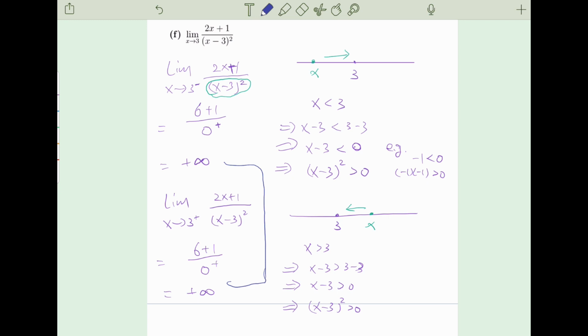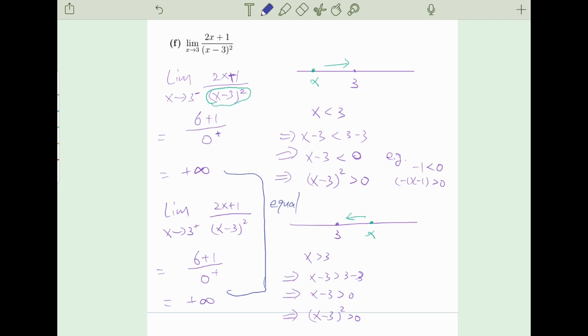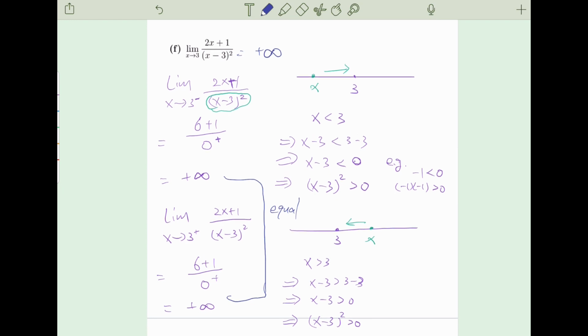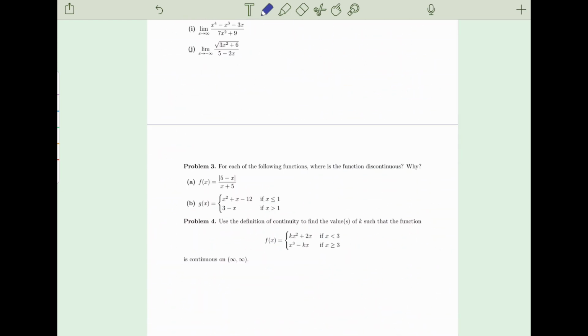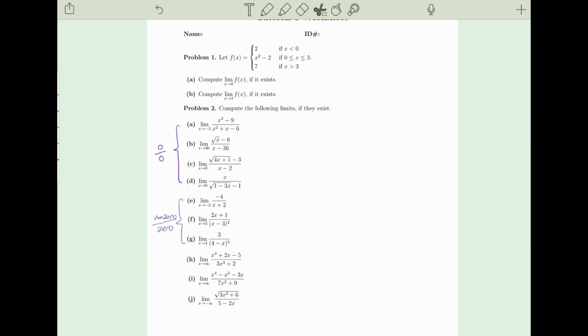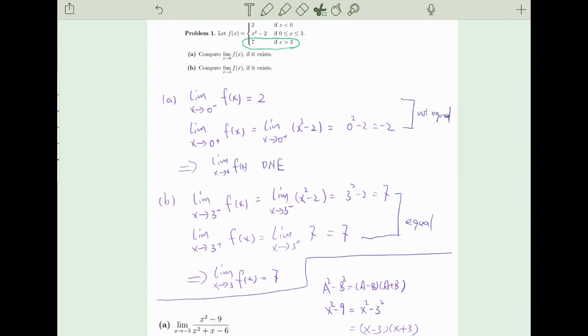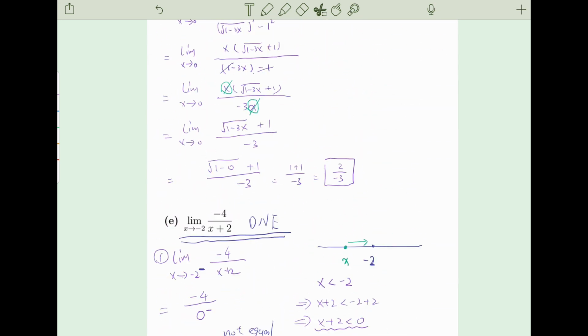When the left limit is equal to the right limit, the limit exists, and it's the same limit, so positive infinity. That is the answer of question F by discussing the left limit and right limit. Okay, so now let's take a look at the last one here, question G. Gonna do it the same way. Look at the left limit and the right limit.